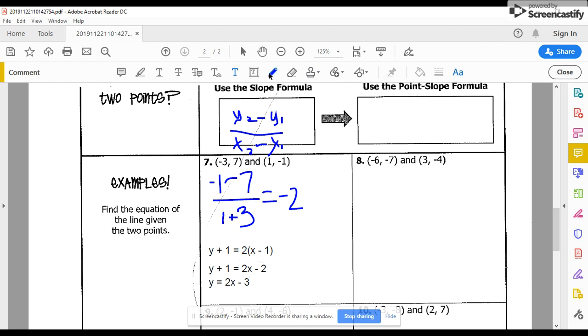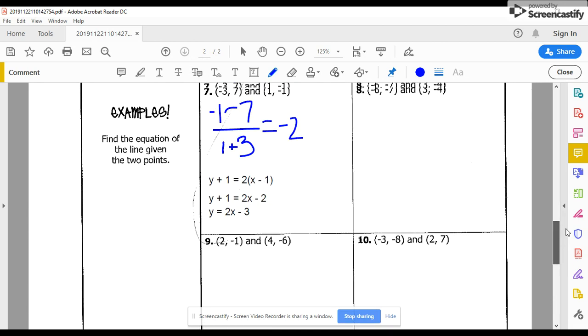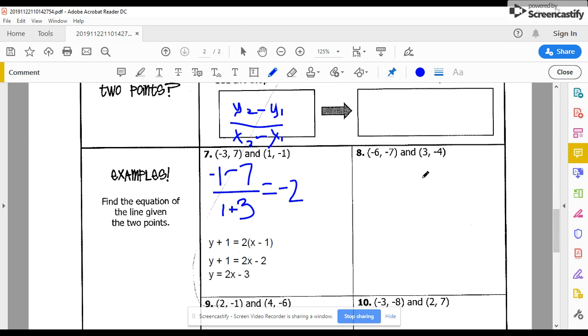Again, if you think you have it, pause the video, do these on your own, and then just quickly watch and check and see if you got it right. But if you need some more practice or you need to see a couple more, here we go.